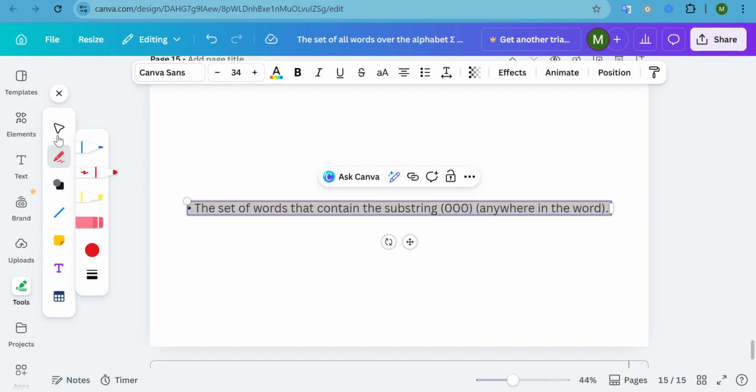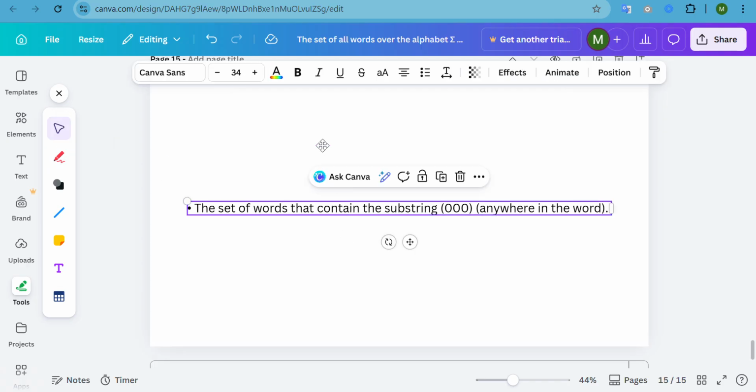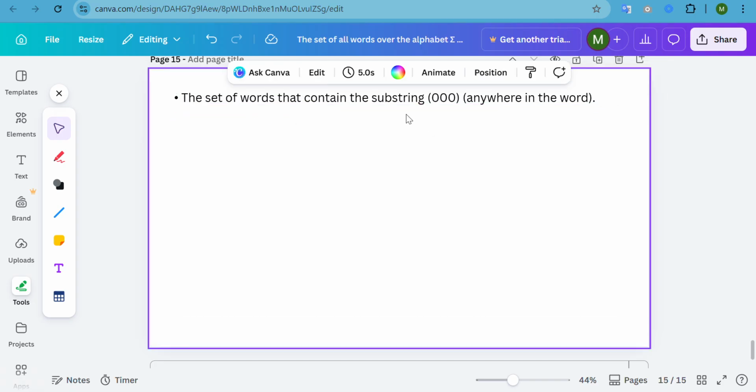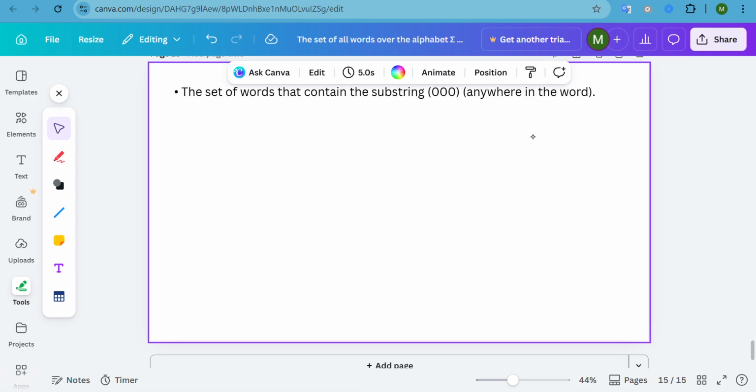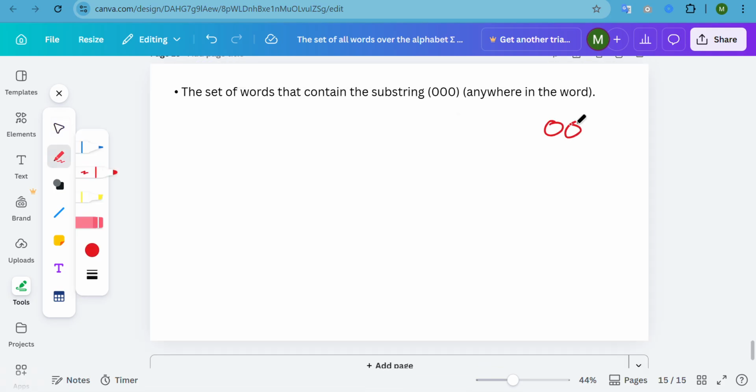So let's move forward with this question and let's look at it. It says the set of words that contain the substring 0, 0, 0 anywhere in the word. So for now, it just says it should contain 0, 0, 0 anywhere in the word. And whenever we are making questions like these, our main target is to understand what the accepting words are and what the non-accepting words are. So I might say, okay, 1, 0, 0, 0 is accepted because it has a triple zero, but this is not accepted because it doesn't really have a triple zero. So it should have it anywhere. It doesn't have to be beginning or end.